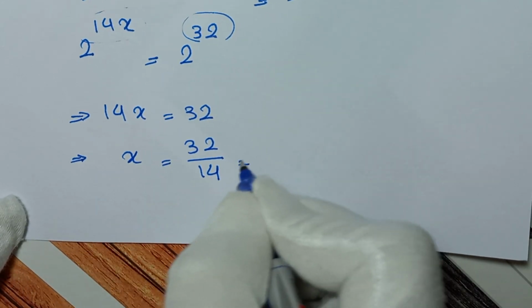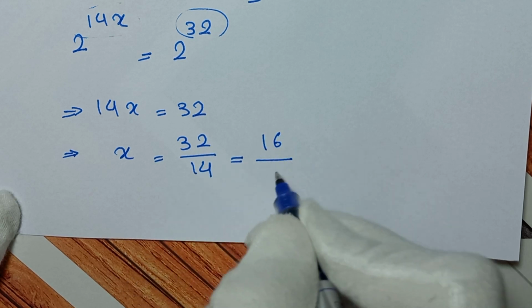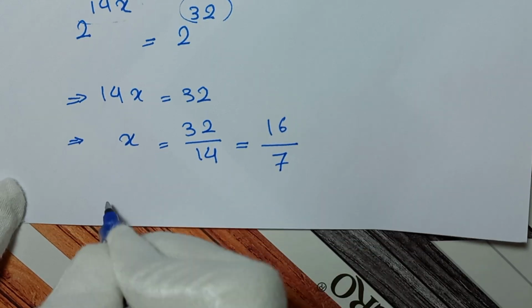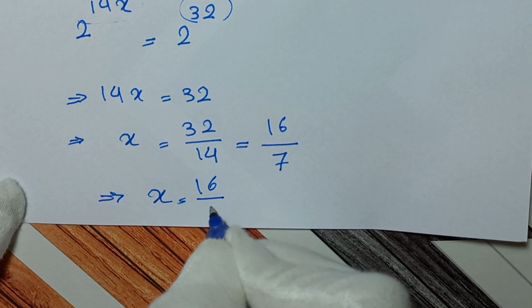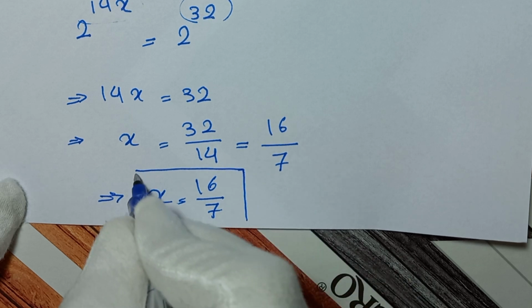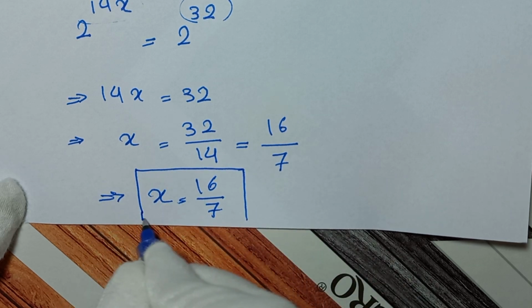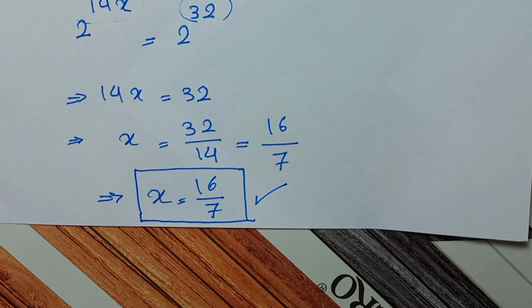And this is equal to, in here, we can divide this by 2, also this by 2. So 32 divided by 2, it will be 16, and 14 divided by 2, it will be 7. So our answer in here is x is equal to 16 over 7. Also, from the second method, our x is equal to 16 over 7, and this is our final answer.